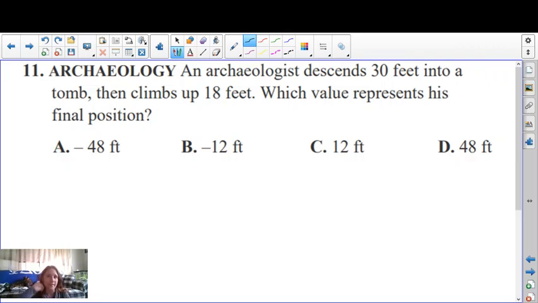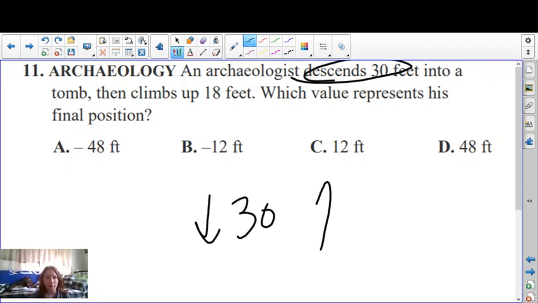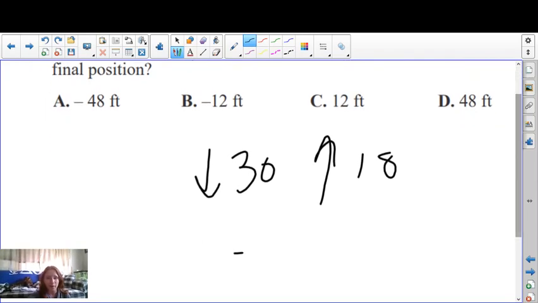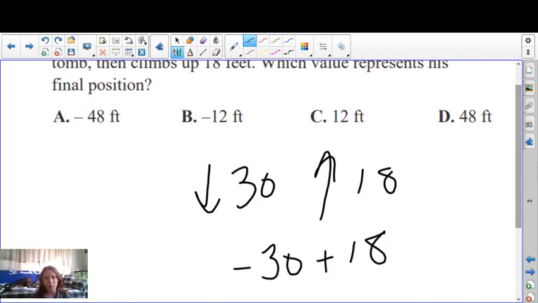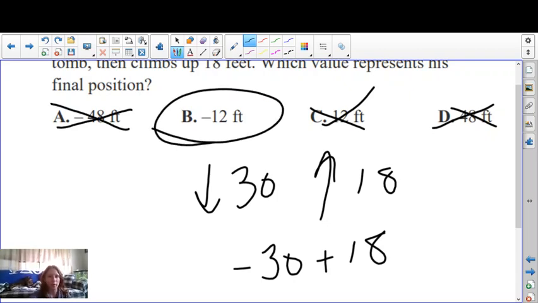An archaeologist descends 30 feet into a tomb, then climbs up 18 feet. Which value represents this? Descending means we're going to go down. Then we climb up 18 feet. So I am going to go down 30, then up 18. Since I've got more negatives, it's not going to end up being a positive result. But I am changing, I'm not going more negative. So my answer here is B.